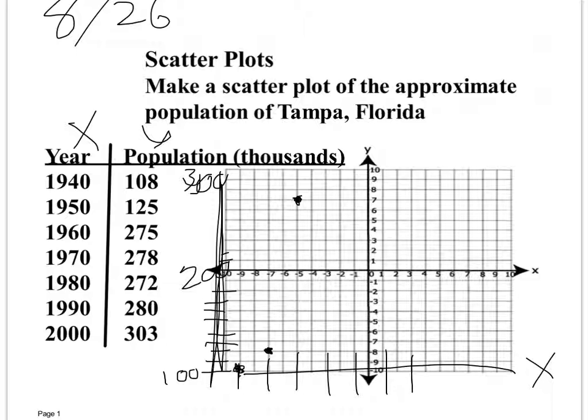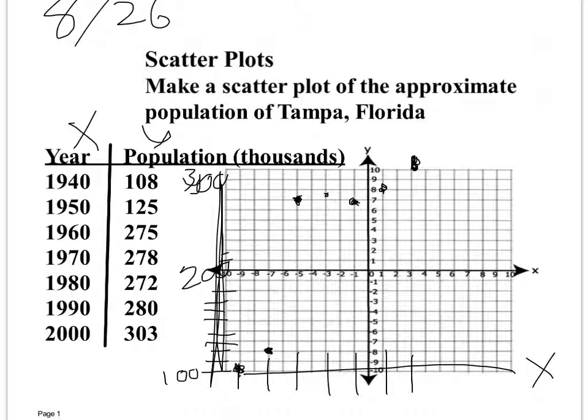And then 1970 was a little bit more. So for 1970 we had 278. 1980 it took a hit, it went down. So right in there, doesn't have to be perfect, but it needs to be kind of close. 1990, it went back up. And then 2000, it went up even more.